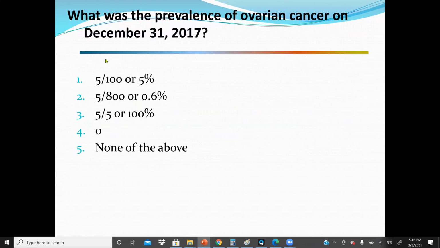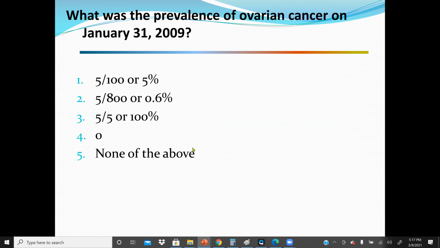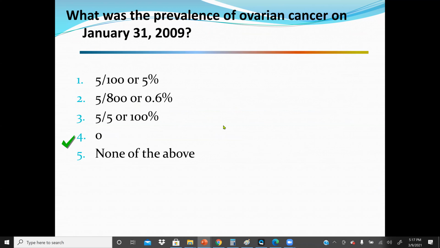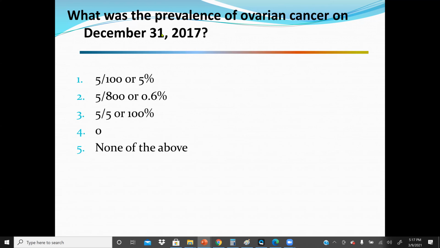Now, they ask, what is the prevalence of ovarian cancer on December 31st, 2017? So we have to go back and look at December 31st, 2017. Actually, that's the end, which means we have 5 cases. By 2017, we have 5 cases. So the answer will be 5 over 100. In January 2009, we don't have any case at all, so it's 0 over 100.